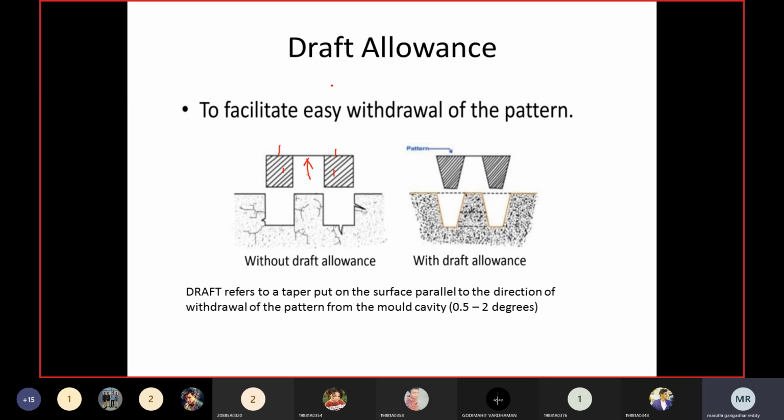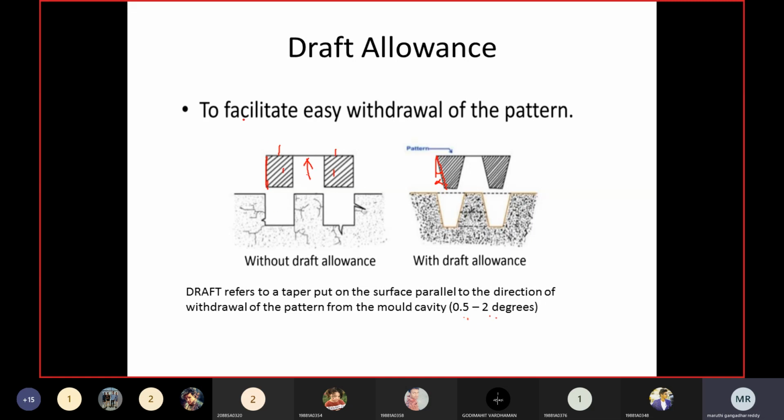What is the meaning of draft allowance or taper allowance? Means here you can observe the vertical surfaces. Observe the vertical surface here and as well as the vertical surface here. Here you can observe the surface is slightly tapered. Here we have provided a certain value, that is the inclination value alpha. The inclination value alpha will be 0.5 to 2 degrees.